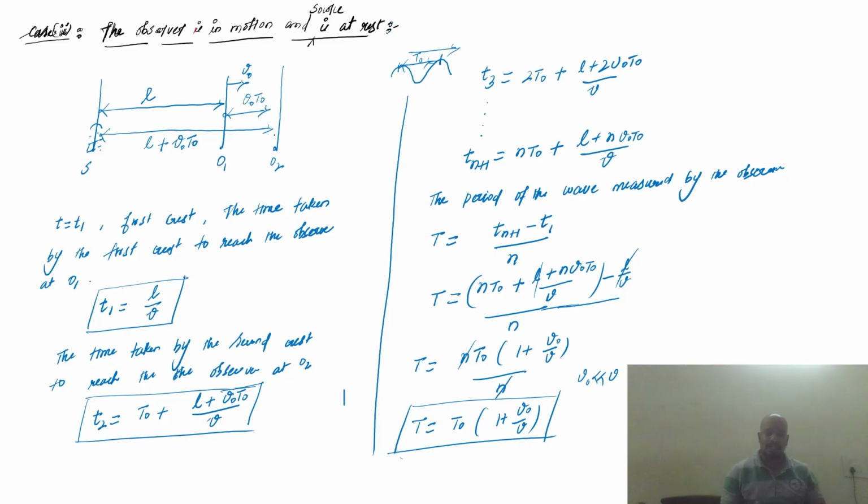Something greater than the period of the wave. That means the measured time period will be greater than the original period of the wave when the observer is moving or receding away from the source. So the period will be elongated for the observer. Now we can measure the frequency. What is the frequency measured by the observer moving away from the source?